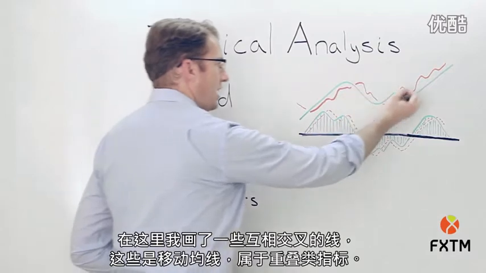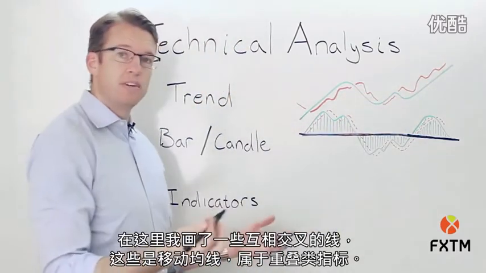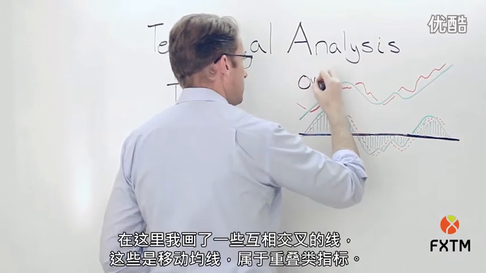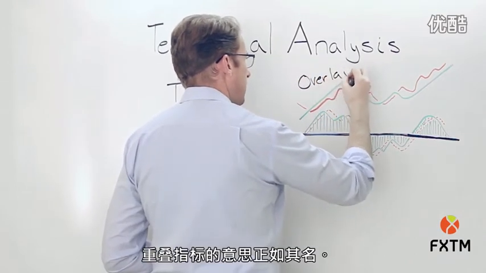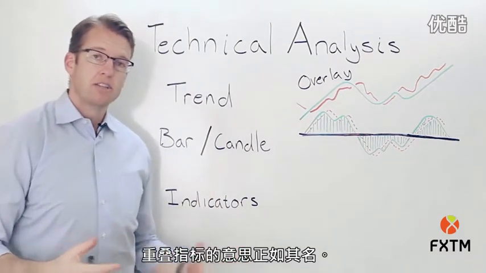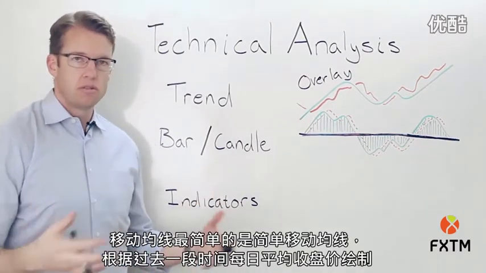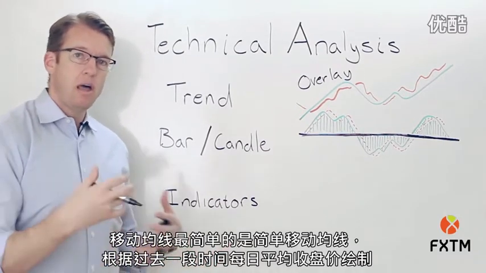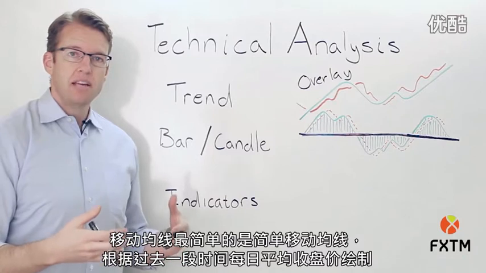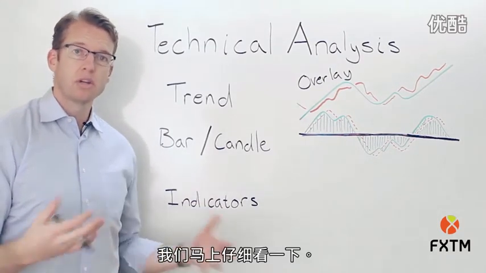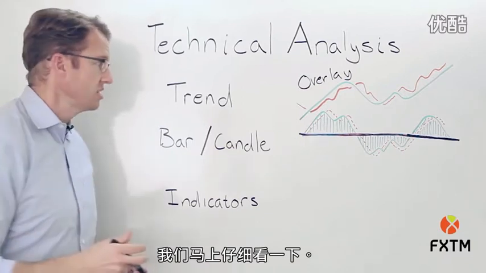Here I've drawn a couple of lines crisscrossing each other. These are moving averages, which fall into the category of overlays. A technical indicator that is an overlay literally sits on top of the price. So a moving average, simply a simple moving average, is just a plot point every day based on the average close price over a look-back period. We're going to look at that very closely in just a second.